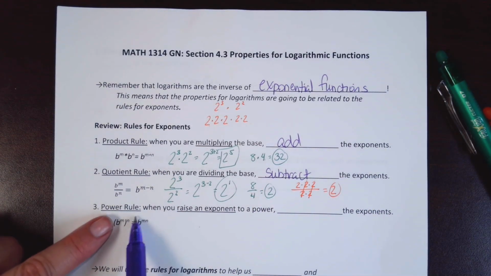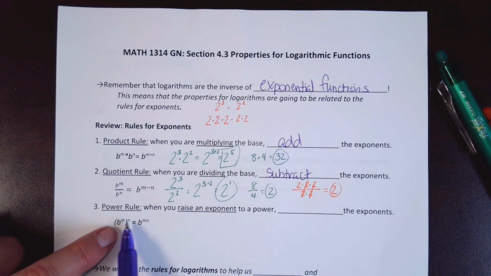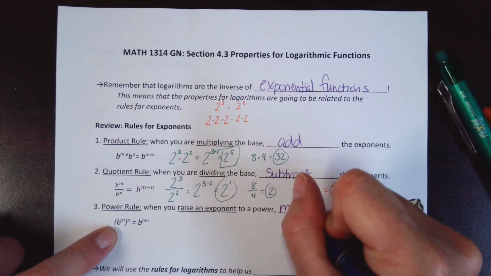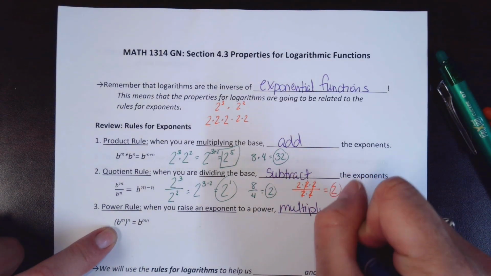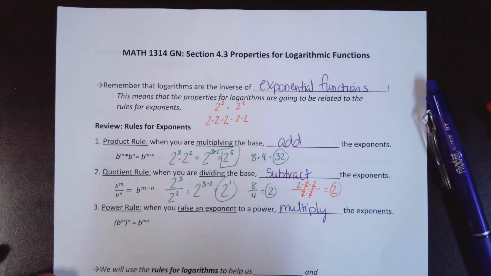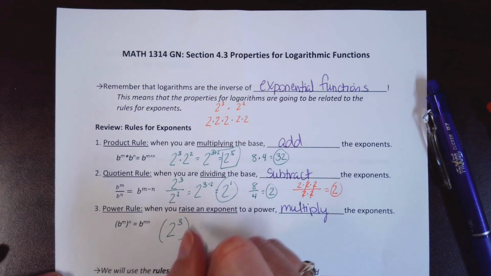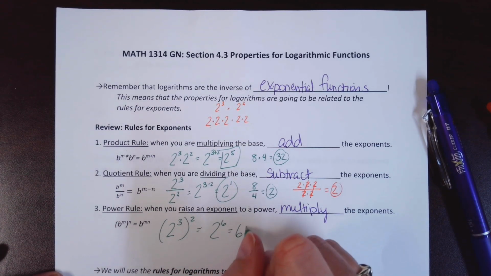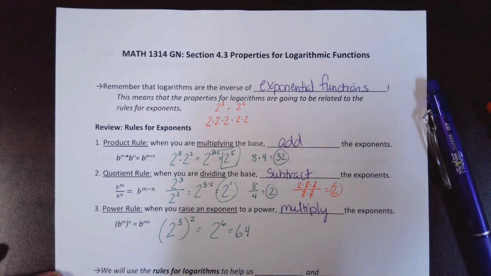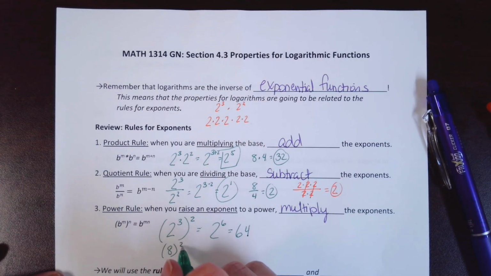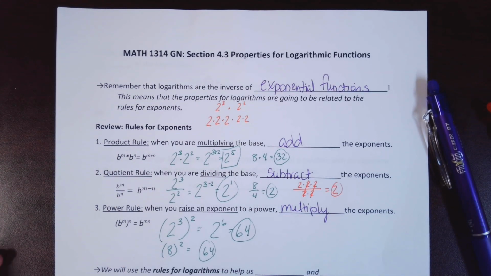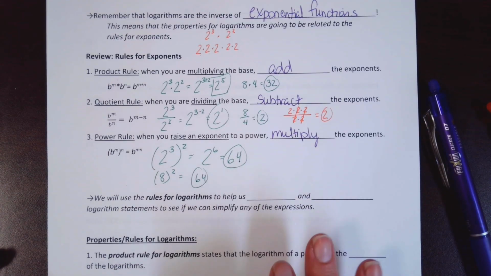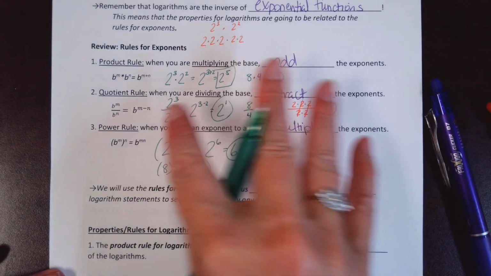Alright, my last rule for exponents is the power rule. When we raise an exponent to another power, we multiply those exponents together. So in this case, 2 cubed squared is the same thing as 2 to the 6th. We said that 2 to the 6th is 64. 2 cubed is 8. 8 squared is 64. 8 times 8 is 64. And I was trying to think if there's a third way to look at this, and there's not. That's all we got. Okay, those are our rules for exponents.